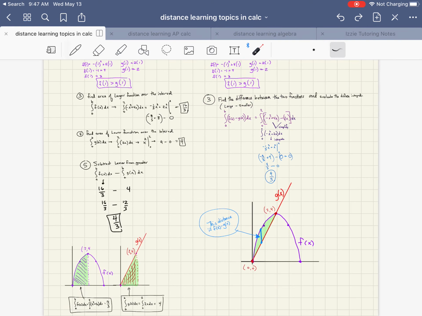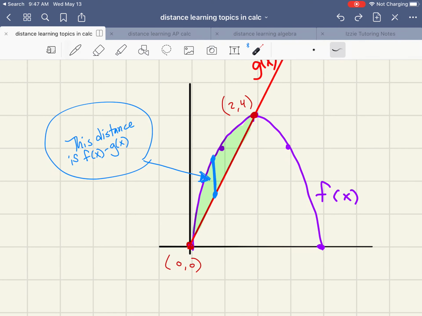Now, here's the alternative to that. If we look at what we used to do for Riemann sums, we would have a bunch of rectangles, right? And we would try to make those rectangles really, really small. Well, I could imagine a rectangle, and the height of the rectangle is determined by the difference in the functions.